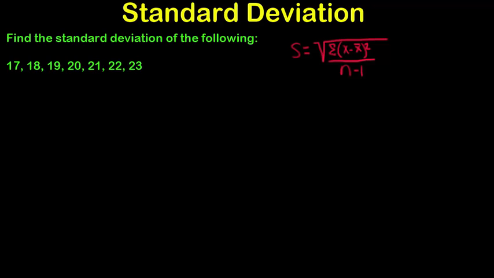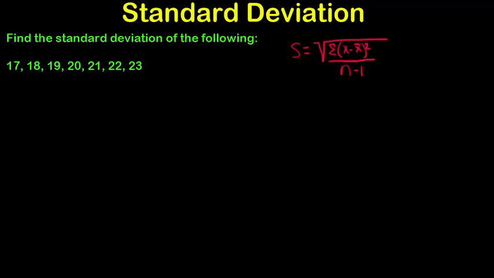Standard deviation is found by determining how much each data item differs from the mean. So, to do this, we have the following data set: 17, 18, 19, 20, 21, 22, and 23. We will now take the first step.